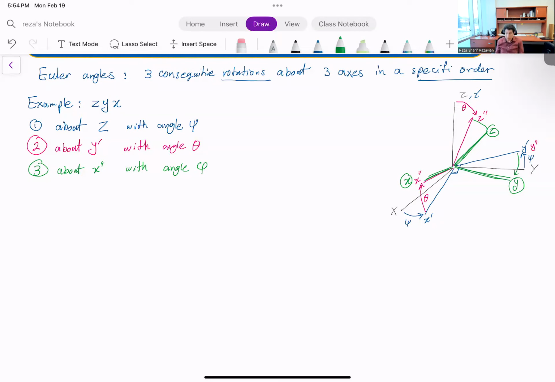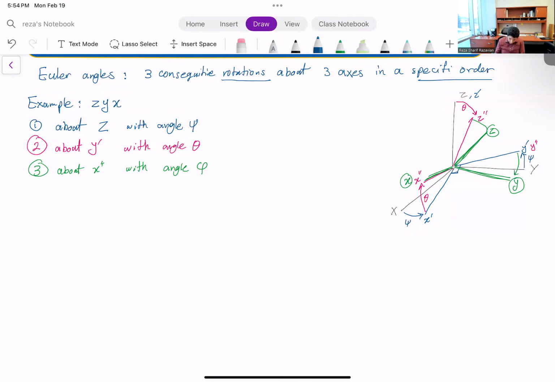Maybe it's not perfect, but I hope you get the idea. So this is the concept of Euler angles. You have to specify a certain sequence, so which axes are you rotating about, and three numbers, three rotations about those axes.